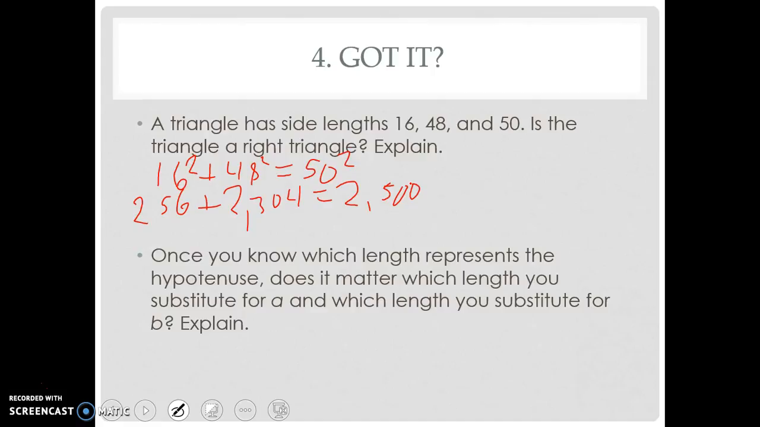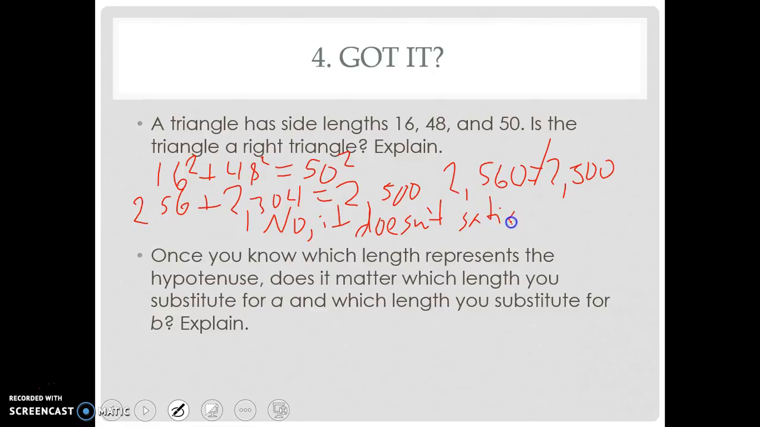Yep. So does 2,560 equal 2,500? No, it doesn't. So, no, it doesn't satisfy a squared plus b squared equals c squared.